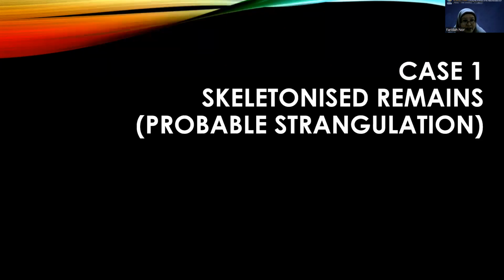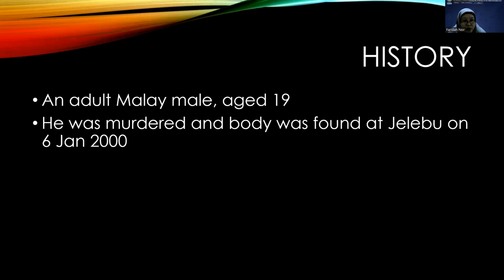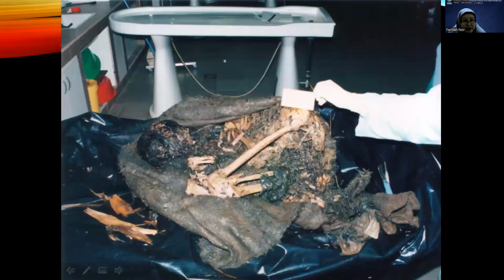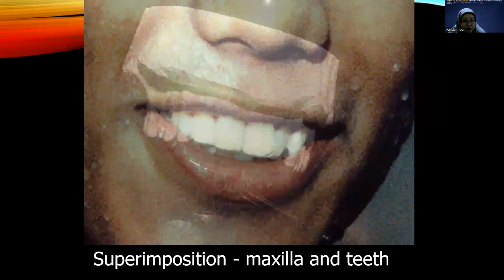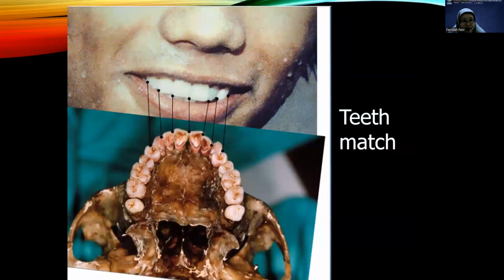Case 1, this is to show you skeletonized remains, a probable strangulation. An adult male was found murdered. And this is the skeletal remains that has been discovered, with the superimposition of the maxilla and teeth, which match. And this is the teeth match to show you.